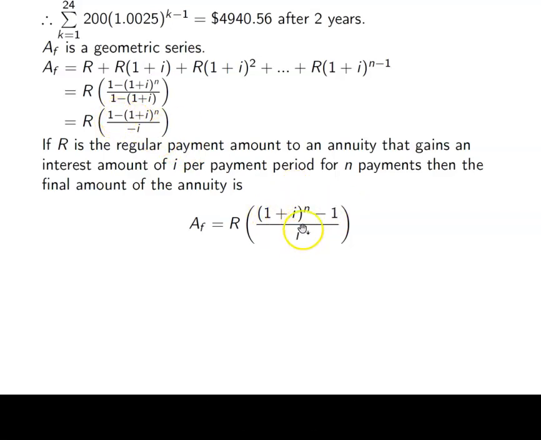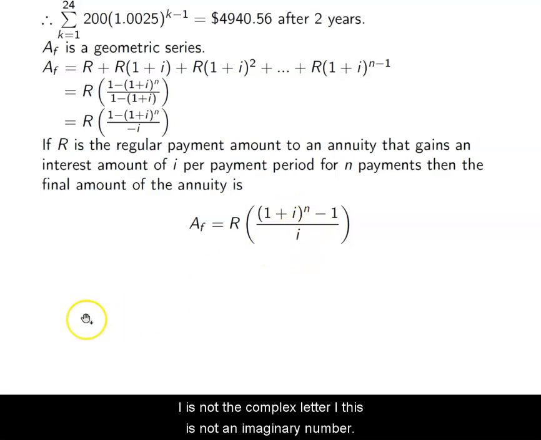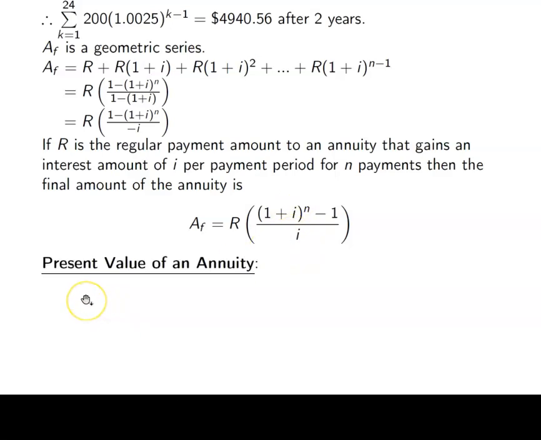Okay, remember, I is your interest rate. I is not the complex letter I. This is not an imaginary number. Okay, the next thing we're going to talk about is the present value of an annuity.